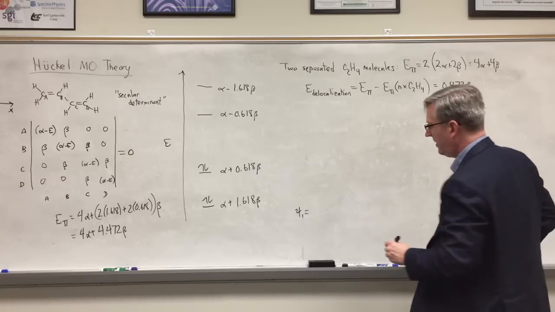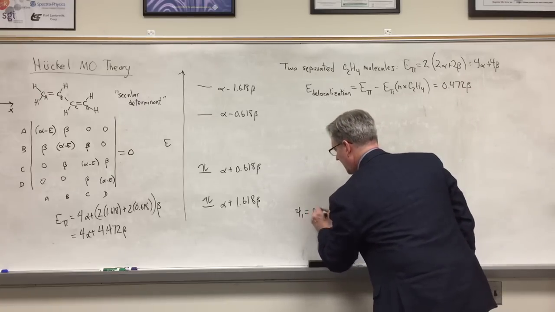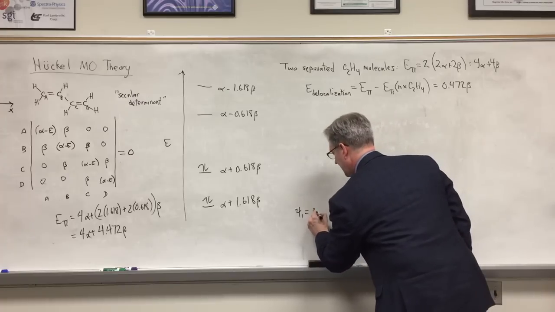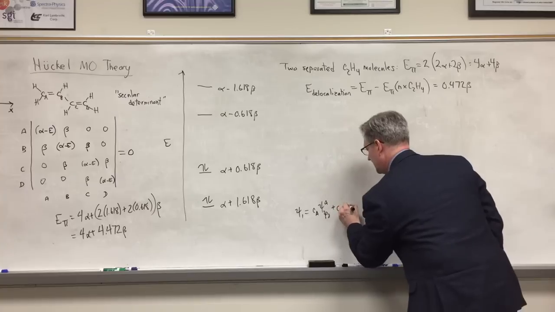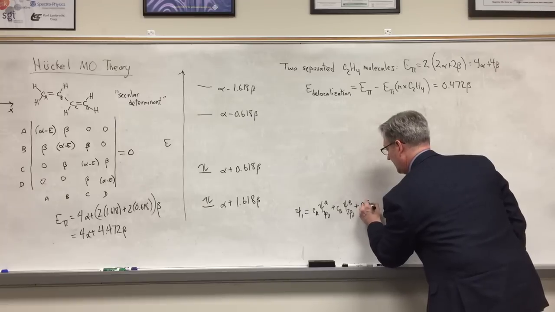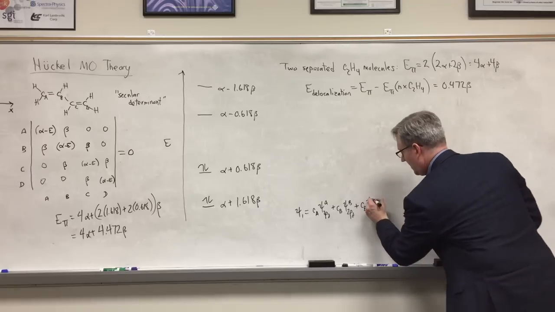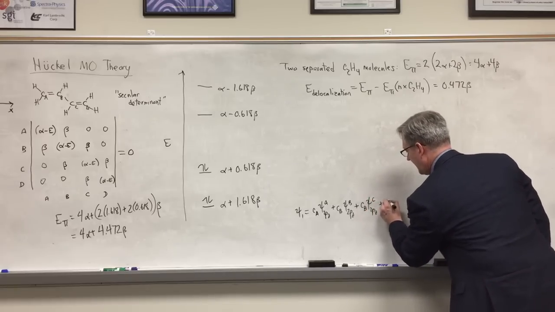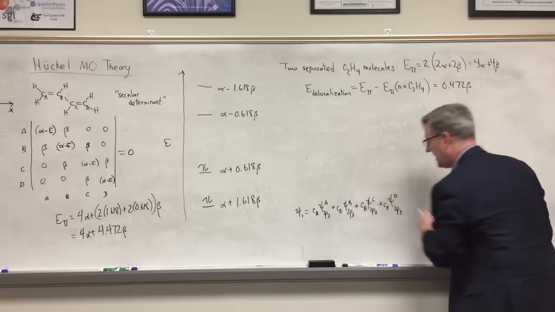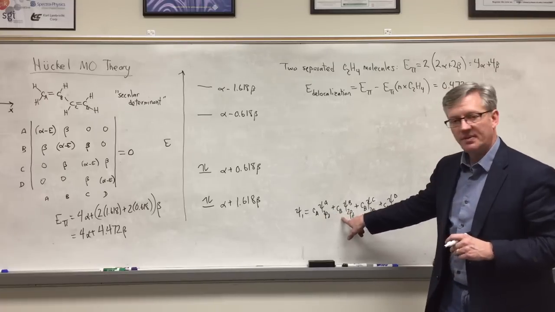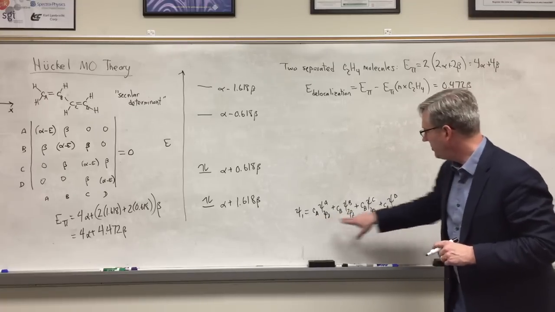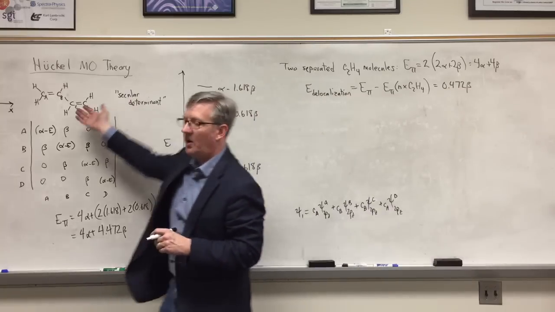And this turns out to have coefficients Ca, psi 2pz on A, plus Cb, psi 2pz on B, plus Cb, psi 2pz on C, plus Ca, psi 2pz on D. Now let's take a look at that and be very careful. This structure of coefficients, where the inner two carbons have the same coefficient and the outer two carbons have the same coefficient, reflects the symmetry of this molecule.